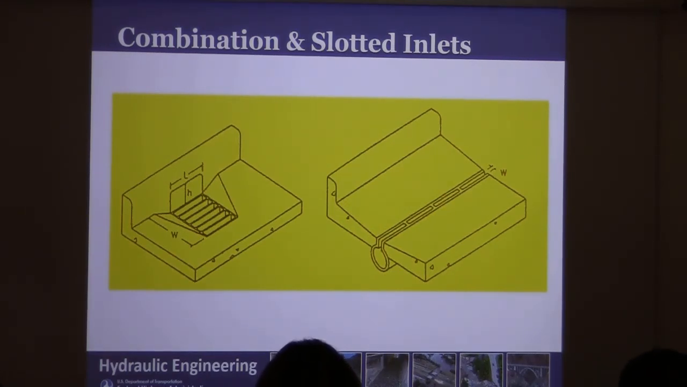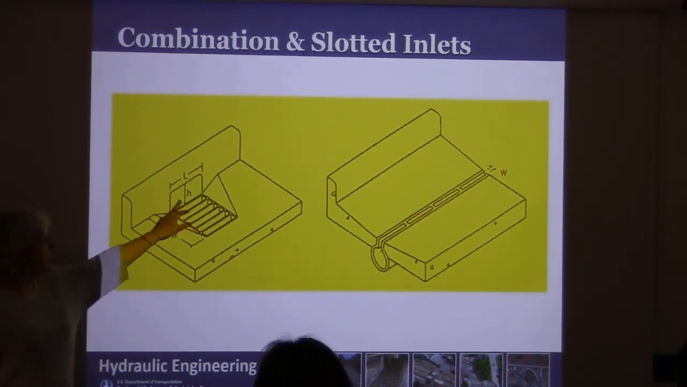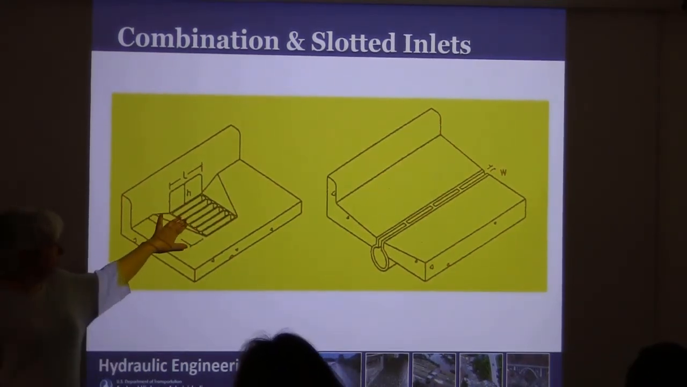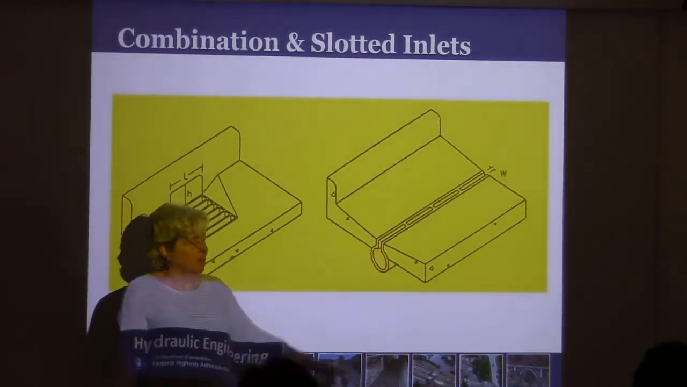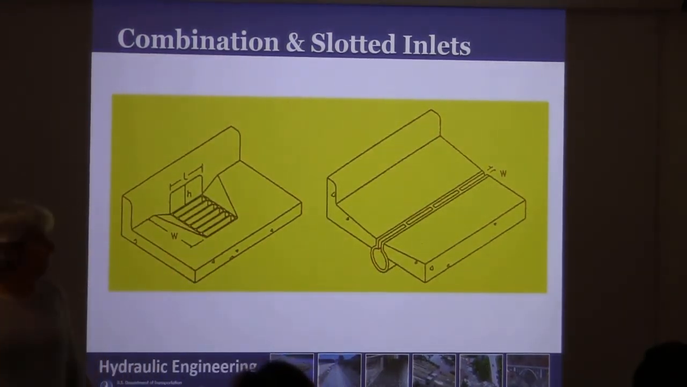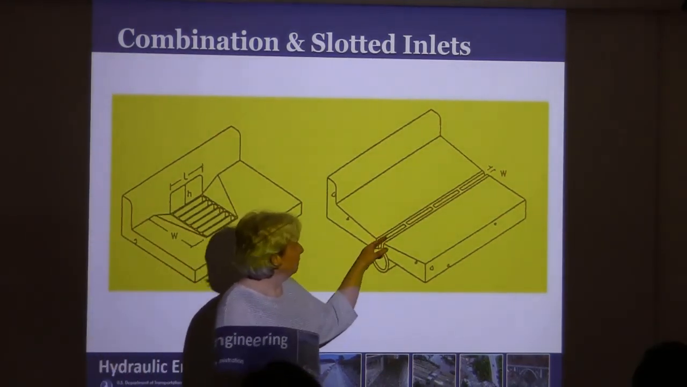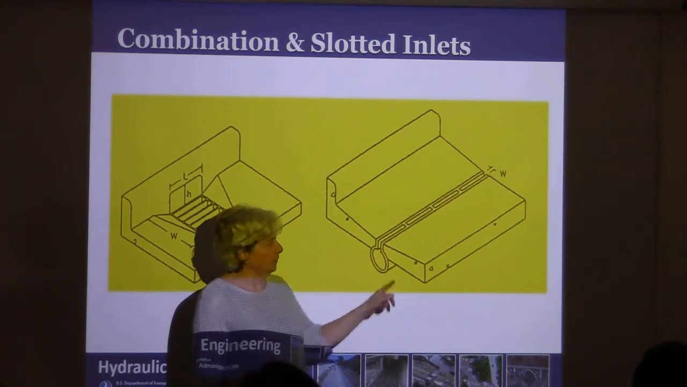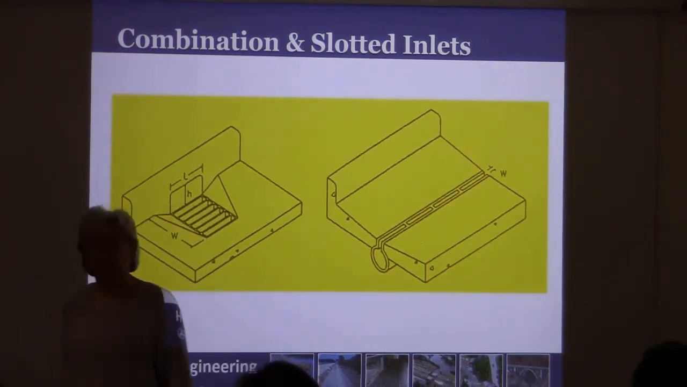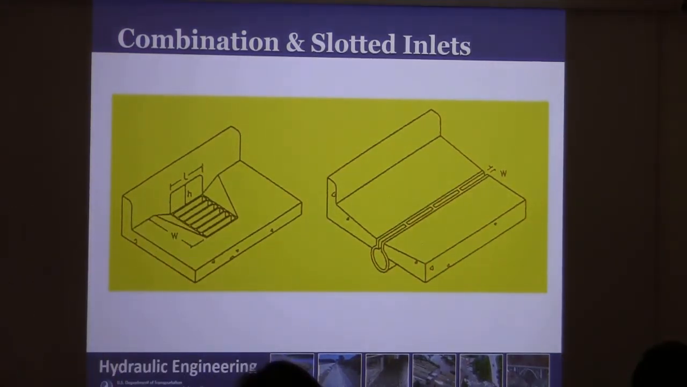Yeah. I'm sorry. Here's a combination of a grate with a curb opening, and again, it's in a depressed section. And this is what a slotted inlet looks like. So you have the hole up top that is very long, and then there's almost like a tubular section below it, carrying the water away.